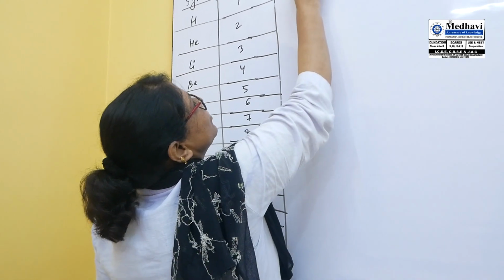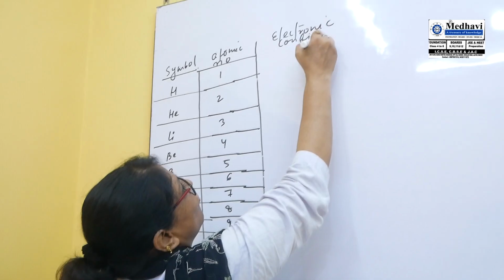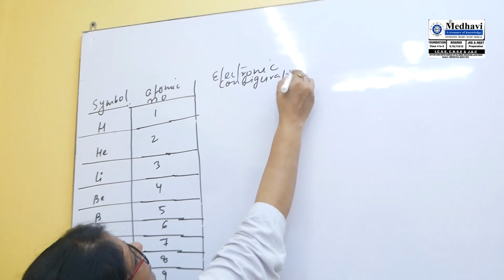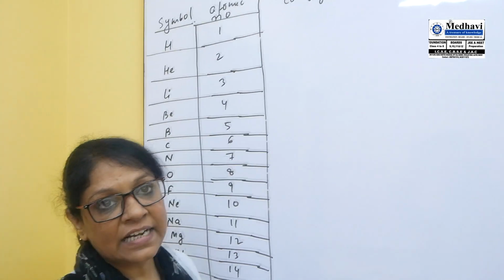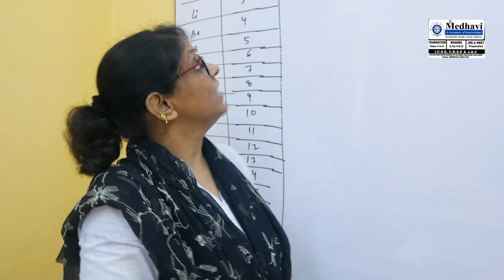Electronic configuration. So what is electronic configuration? Electronic configuration is the arrangement of electrons in the given orbit or shell. How will we arrange electrons in the given orbit? It can be explained with the help of electronic configuration.